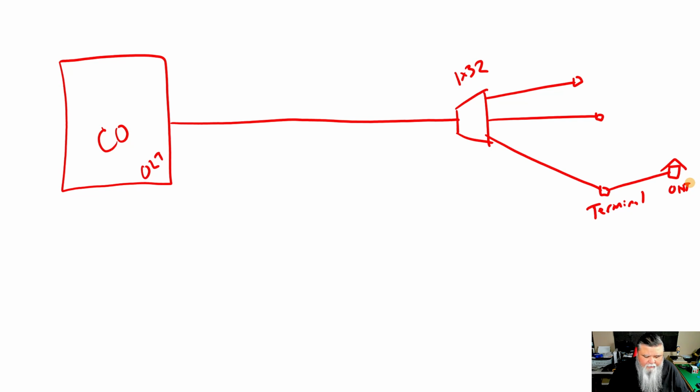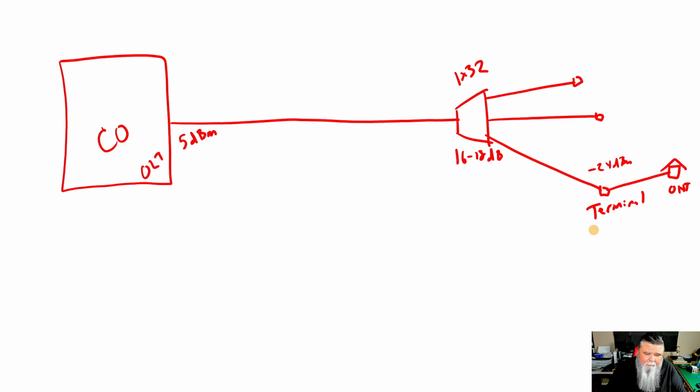And so what do you do? You measure light levels. Whatever the light level is leaving the office, it might be something like 5 dBm, or whatever type of optic you have in there. And then you might have 16 to 18 dB of loss at your 1x32. So by the time it gets to the terminal, depending on the number of splices and connectors and the distance of the F1, we might be at something like minus 24 dBm on the power side, or minus 20 dBm, somewhere in that range, right?